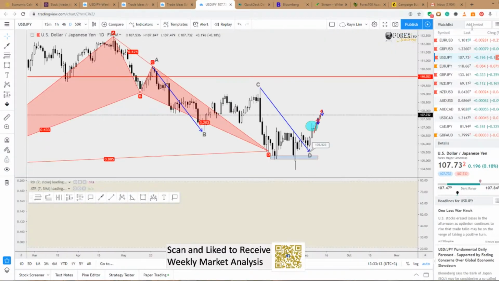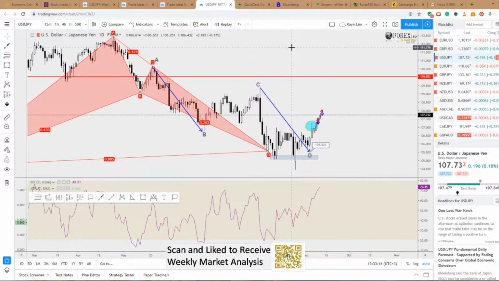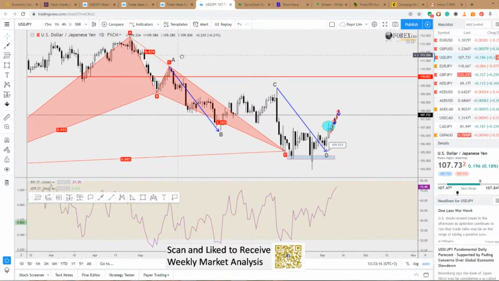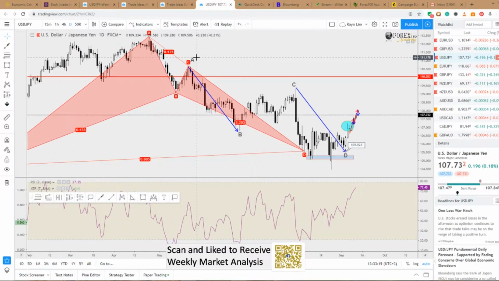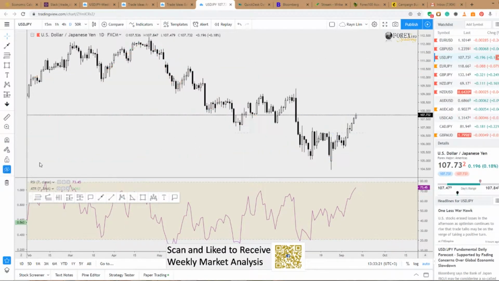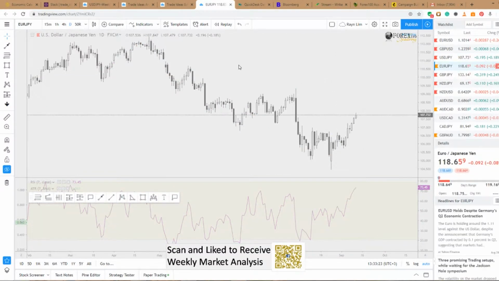Okay, so I'm still looking for a buying opportunity, just for information, but not as aggressive as before, that's for sure. Alright, to the next pair, Euro Yen. This is very interesting.